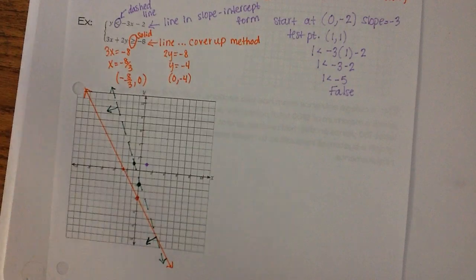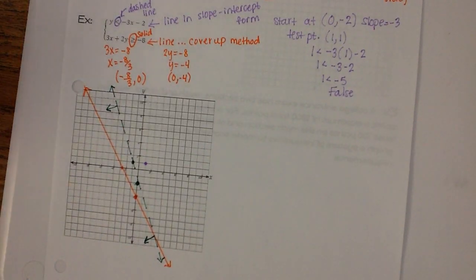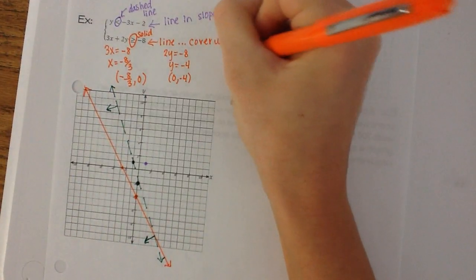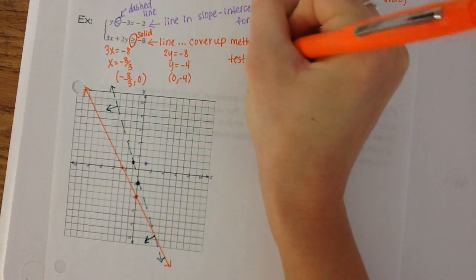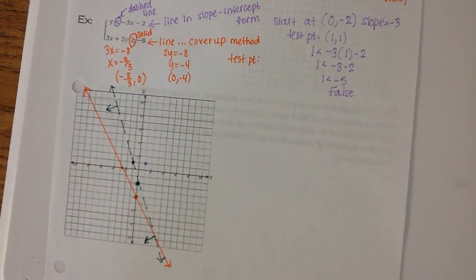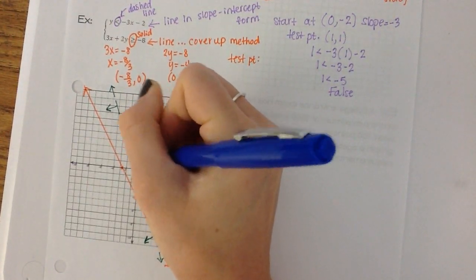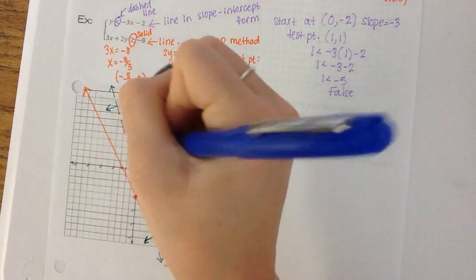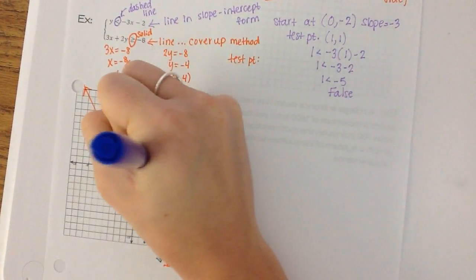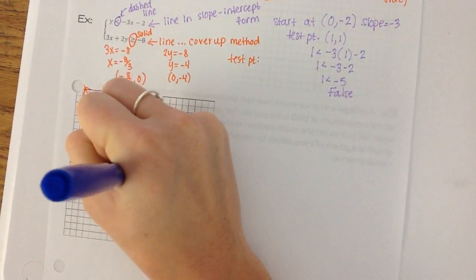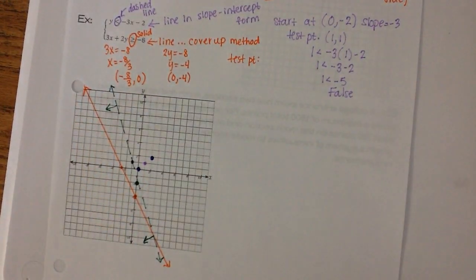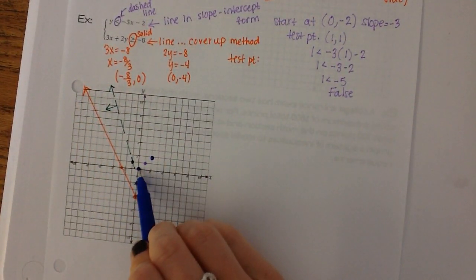Okay, there's our line. So now let's go ahead and pick a test point. We want a point that is not on our line. Why don't we just pick 0, 0? That'll make it easier. So let's pick our test point, 0, 0.